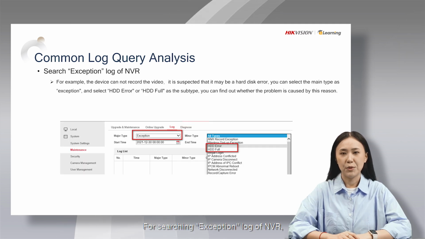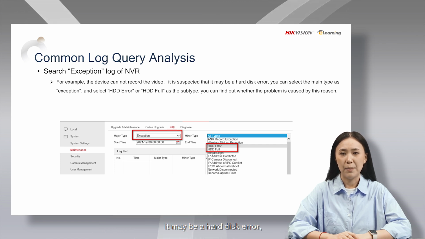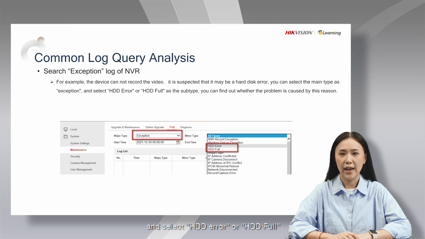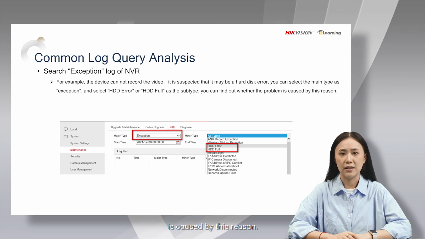For searching exception log of NVR, if the device cannot record the video, it is suspected that it may be a hard disk error. You can select the main type as exception and select HDD error or HDD full as a subtype. You can find out whether the problem is caused by this reason.